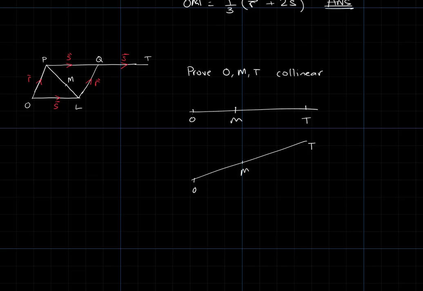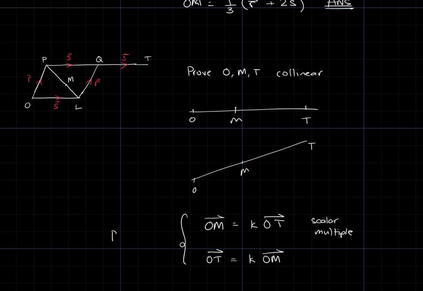All right, but how do you do that? To prove that they're collinear, you would say that OM is a scalar multiple of OT. It's called scalar multiple because this K here is a scalar number. It's just a regular number, and it's multiplying against OT. Of course, it can be the other way around as well. You could have OT is some scalar multiple of OM. And that proves that they're collinear.